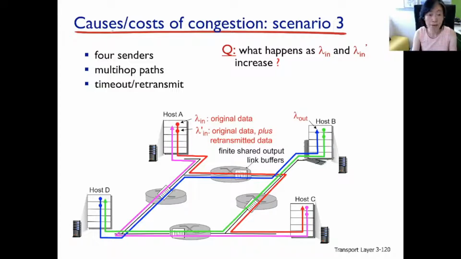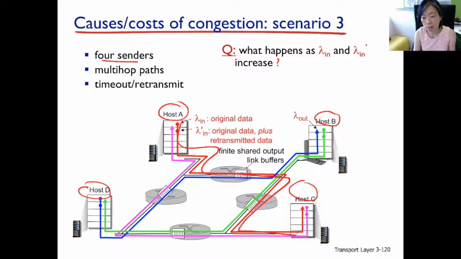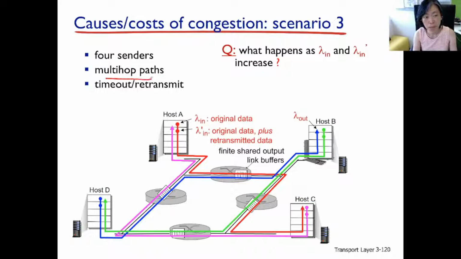And here's the scenario. We do have 4 senders now, or 4 hosts, A, B, C, D. And each of them is generating a flow traveling multiple hops. So this is one hop. This is the second hop for the red flow. So multiple hops. And we might run into a buffer full situation, therefore we could have packet drops, and therefore we do need a transport layer mechanism to try to do retransmission.